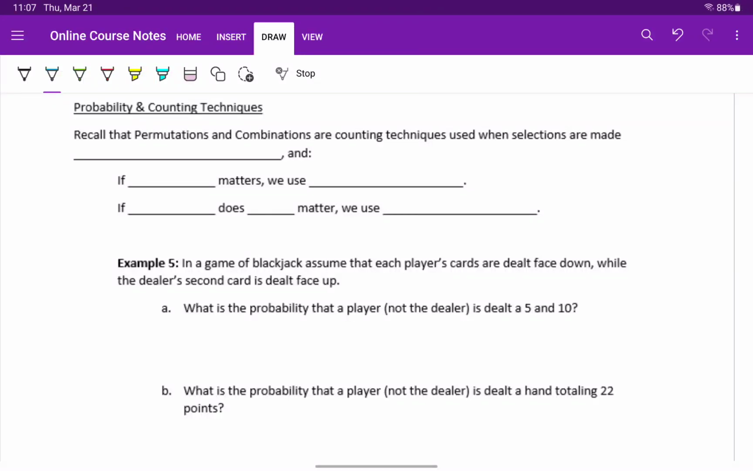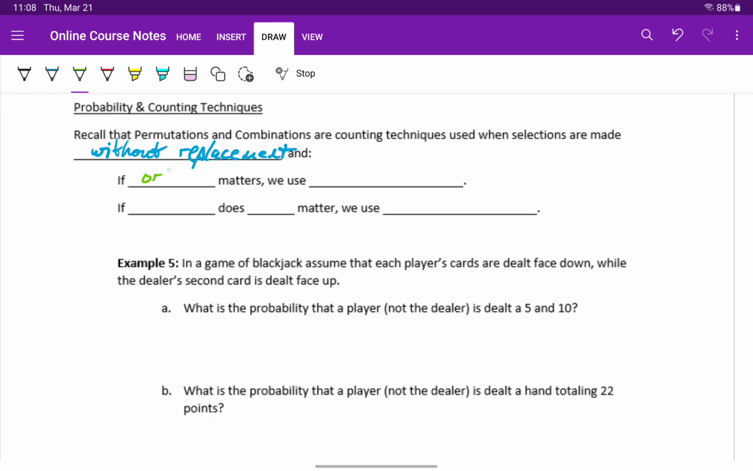Next, we want to look at taking these basic probability concepts that we've been talking about and bundle those together with our counting techniques, specifically looking at combining them with permutations and combinations to calculate probabilities. As a brief review, keep in mind that permutations and combinations are used when selections are made without replacement, meaning we deal a card from a deck and that card doesn't get put back into the deck, it's gone, no second player can end up with that same card.